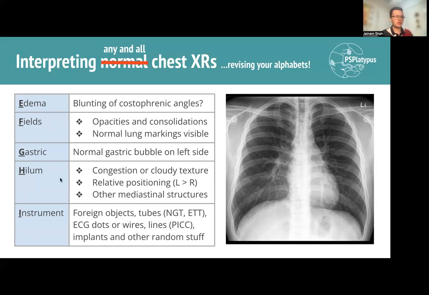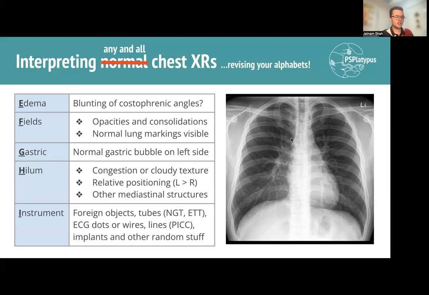Then the hilum of the lungs, this is a bit low yield. You probably won't be able to see this very well. The main thing is just to have a look at the relative positioning of the hilum. Generally the left-hand side tends to be a little bit higher than the right-hand side, but again, not really that important to actually observe. Sometimes you won't be able to see it very well.